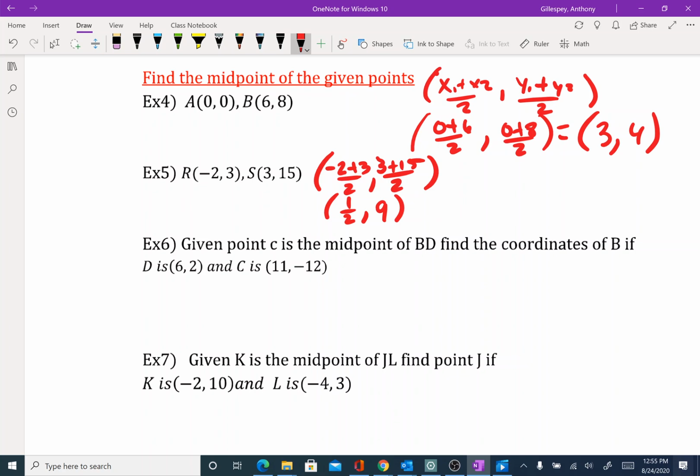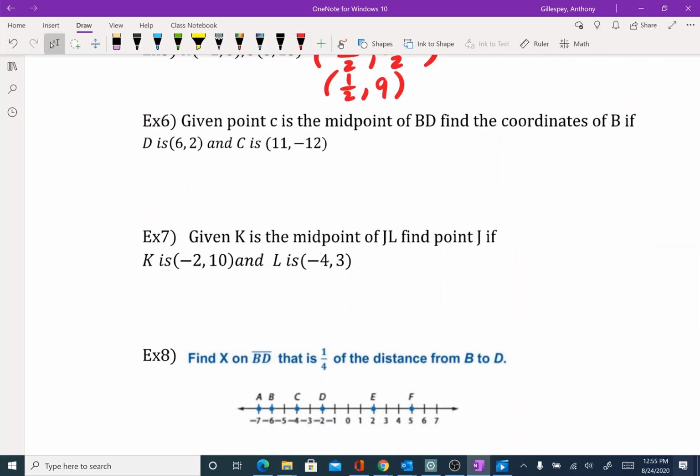All right. Given point C is the midpoint of BD, find the coordinates of B. Okay, so this one's a little bit harder. We need to picture this in our mind, so let's draw a picture of this one because we got to be really careful here. D is at 6, 2. So 1, 2, 3, 4, 5, 6, 2. So that's where D is. C is at 11, negative 12. So 6, 7, 8, 9, 10, 11, negative 12 is somewhere down here. We'll say that's C.